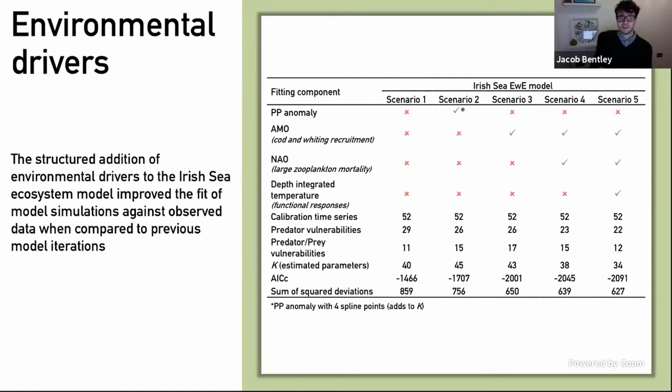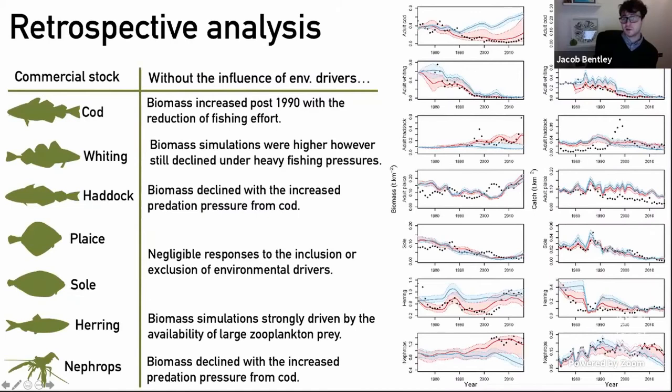So this systematic addition of environmental variability proved to be a much better way to fit the model and produce stronger correlations, stronger fits to observed data. And we're also able to answer some of the questions that fishers were interested in, because at the end of the day, as well as whether we can integrate it into management, they wanted to know what was going on in the ecosystem.